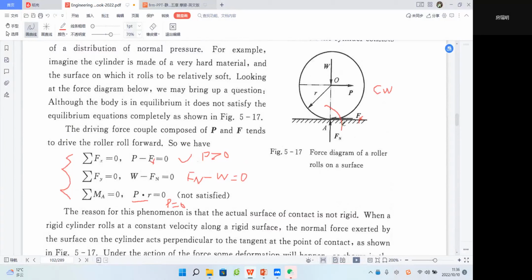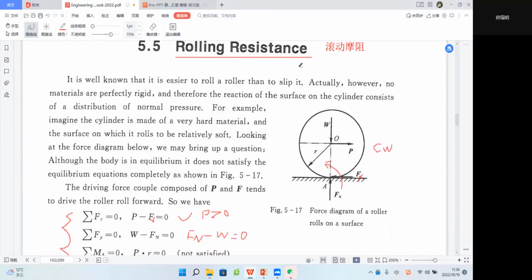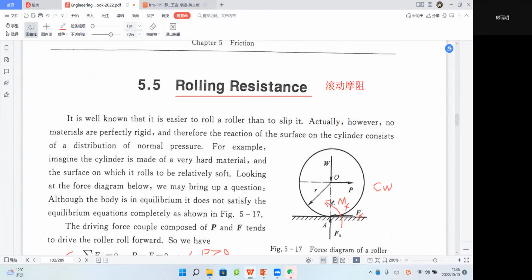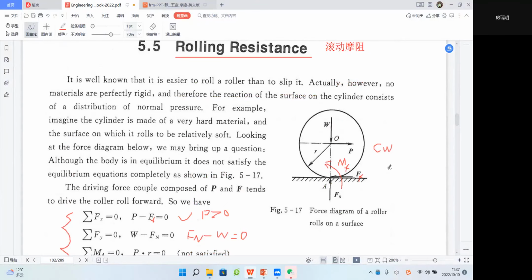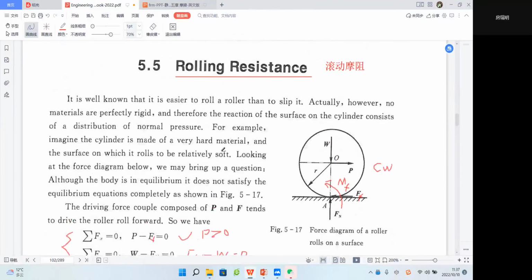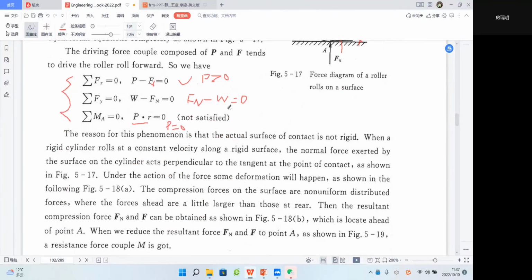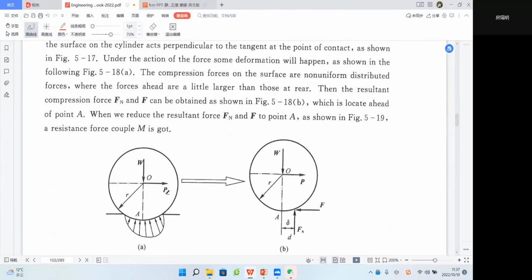Actually, there is another rolling resistance. We call that Mr, or Mf, so it's more like a sliding friction. This rolling resistance is a kind of moment which will offset this CW direction couple constituted by P and Ff. That's why it will have rolling resistance. So it tells us it should have.